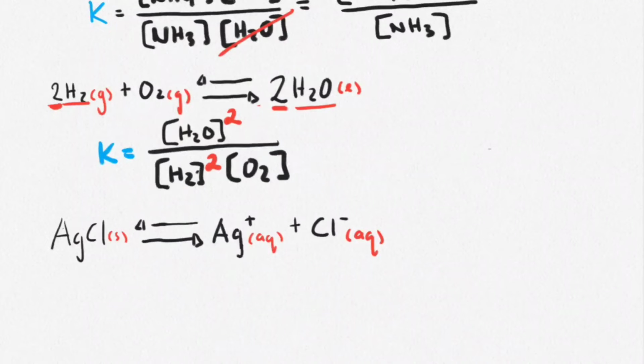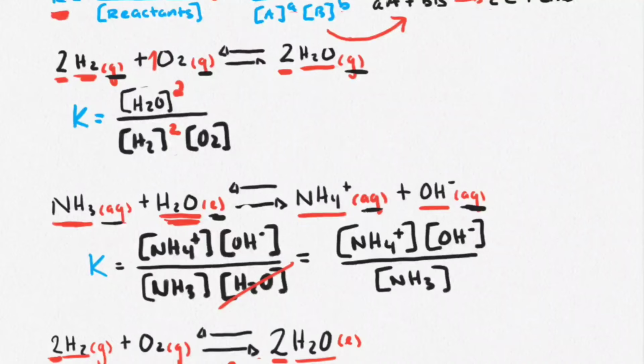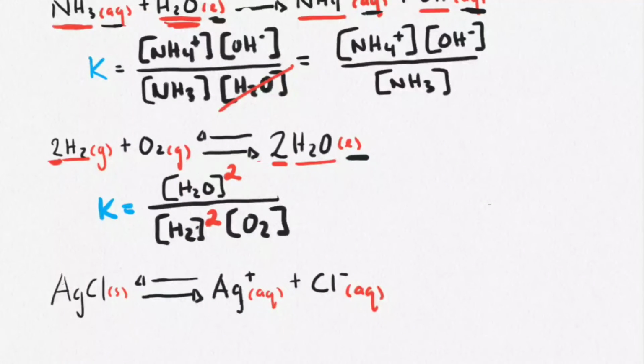So if you've been paying attention, you can see that in this reaction, H2O is actually in liquid form, compared to the first reaction where you have H2O in gaseous form. So that means you don't have to include H2O in this equilibrium constant expression. Go ahead and write it out, and you can rewrite your expression as 1 all over the concentration of H2 squared times the concentration of O2.